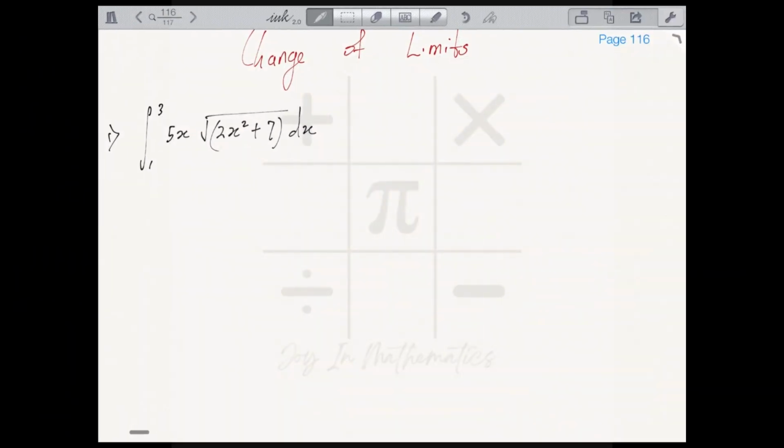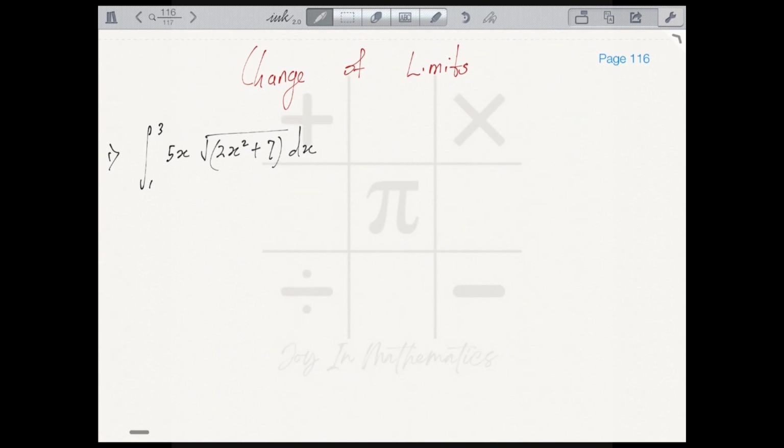And now let's consider change of limits. While evaluating definite integrals involving substitution, it is more convenient to change the limits of the integral. So let's take a look at this now. While we solve this using algebraic substitution, we'll say that let u be equal to 2x squared plus 7. Our du/dx is equal to 4x, and our dx is equal to du divided by 4x.